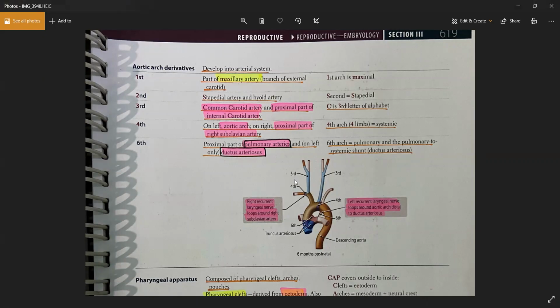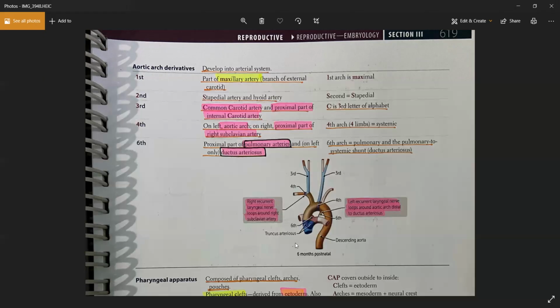Similarly, the right recurrent laryngeal nerve loops around the right subclavian artery, and as a result, it won't be compressed whenever you get a dilation of the left atria. So almost every time it will be the left recurrent laryngeal nerve that can get compressed whenever you have any problem with the heart.